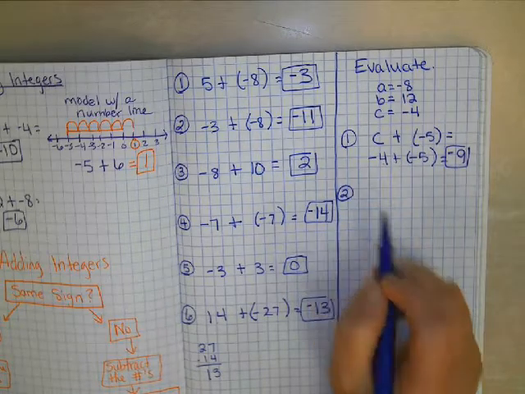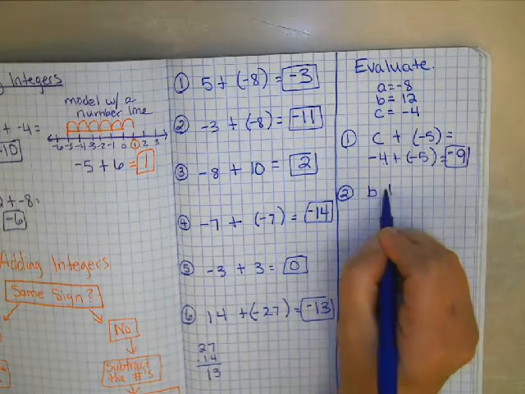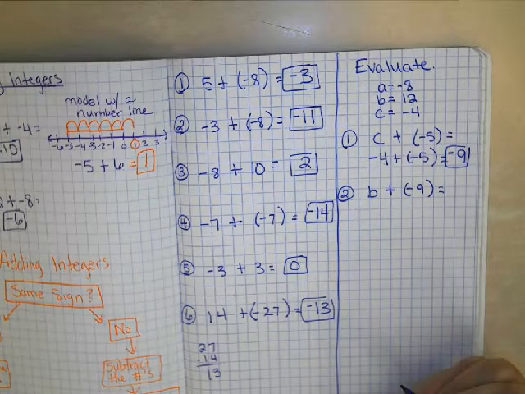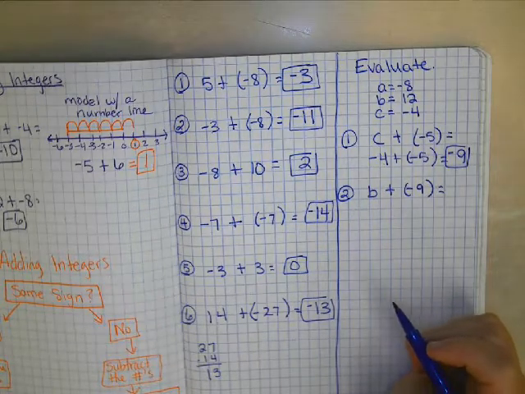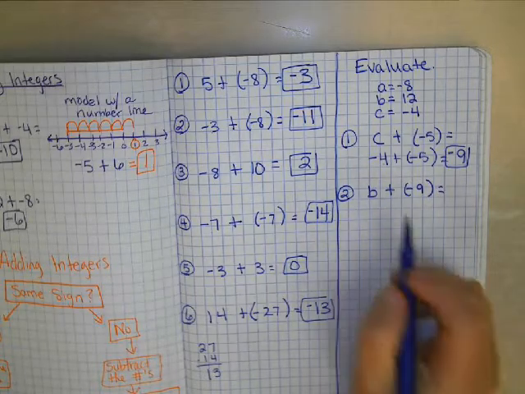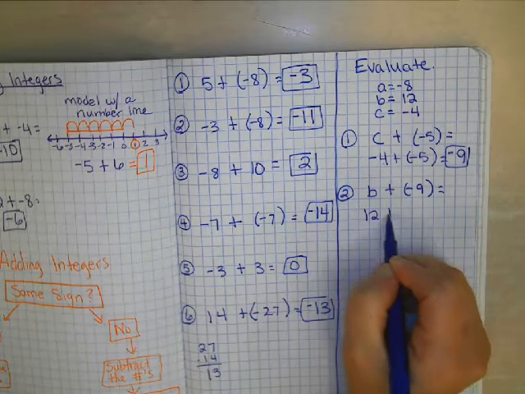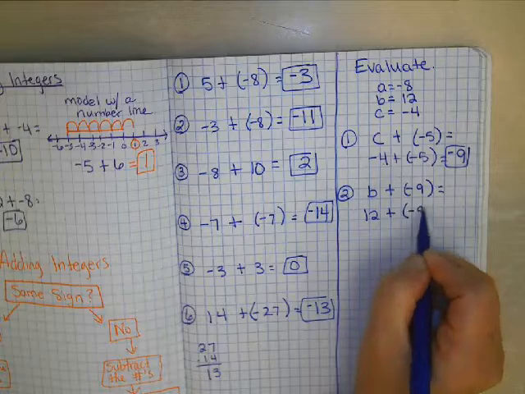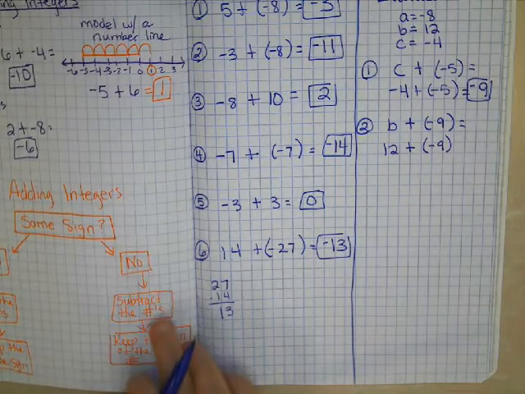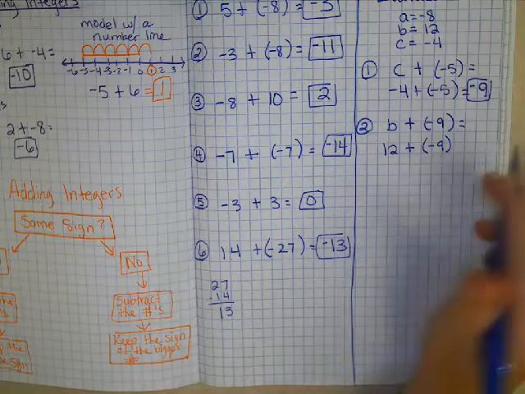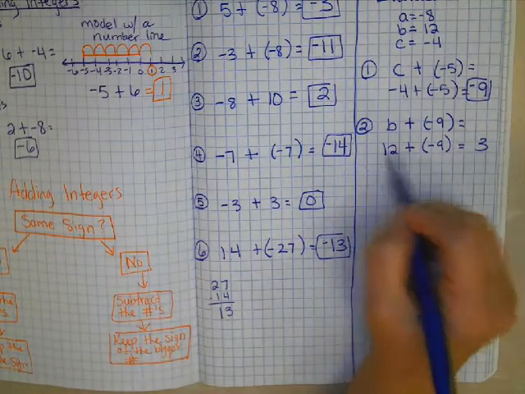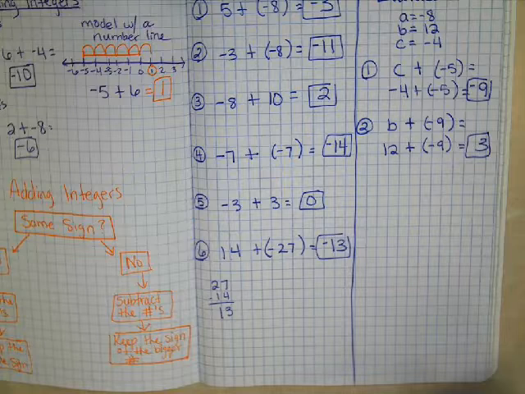You try the next one, B plus -9. Pause the video right here and try it. Now B is 12. So I look at my flowchart, my signs were different, so no, they're not the same. I have to subtract. 12 minus 9 is 3, but keep the sign of the bigger number. The bigger number is 12, so it is a positive 3.